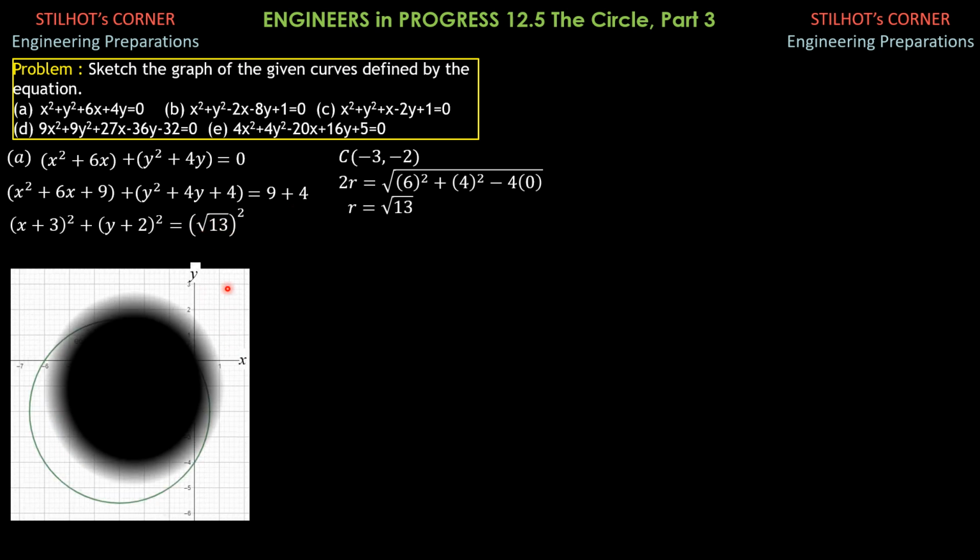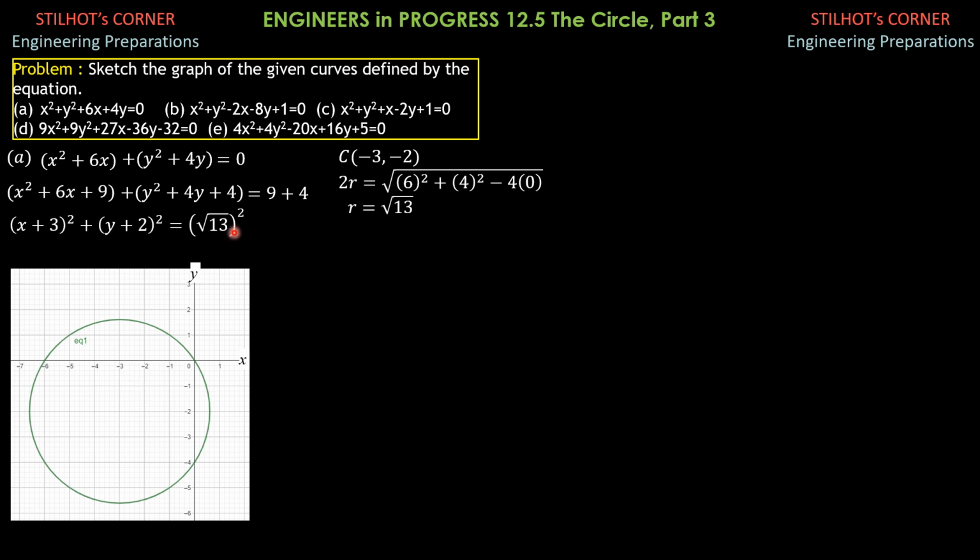We now sketch the graph. Square root of 13 is about 3.6. Center is at negative 3, negative 2, which is here. And the radius is 1, 2, 3.6, almost 3.6, square root of 13. So that's the center, negative 3, negative 2. And the circle is x squared plus y squared plus 6x plus 4y equals 0.